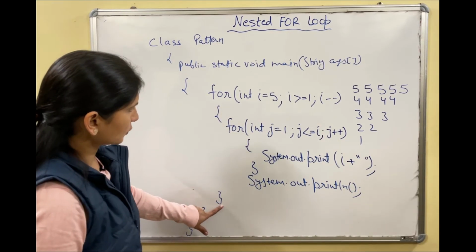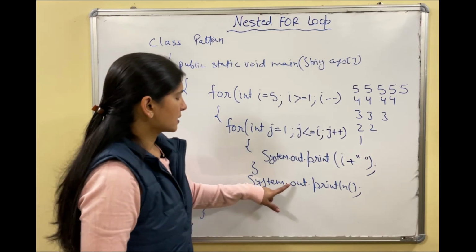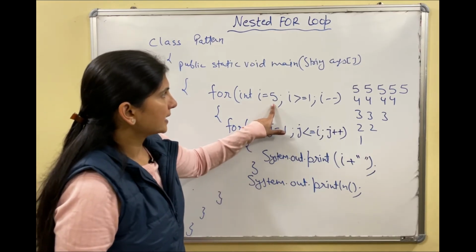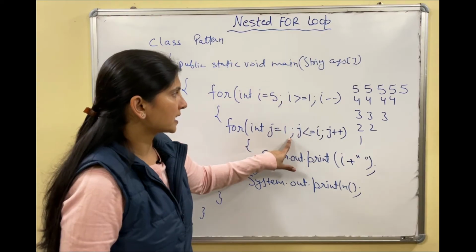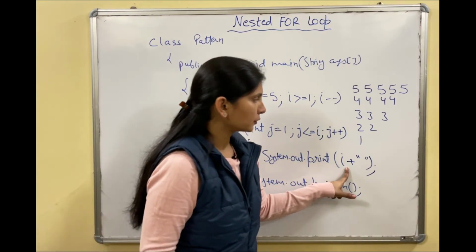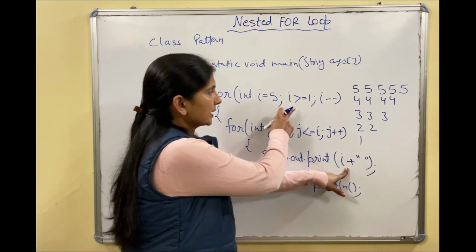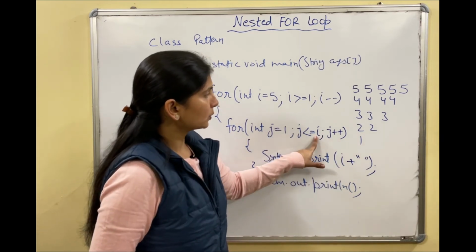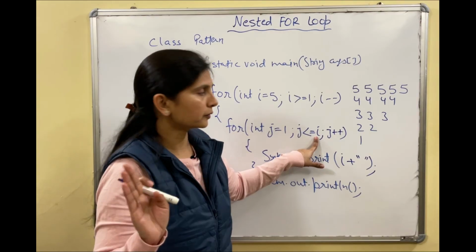Fine. This is the outer loop closing. Fine. So the cursor will come to the next line. What is the value of i now? 4. How many times did j run? 1 to 4. What is displayed? 4 only. i is 4, right? So how many times was 4 displayed? 4 times. 4 4 4 4.